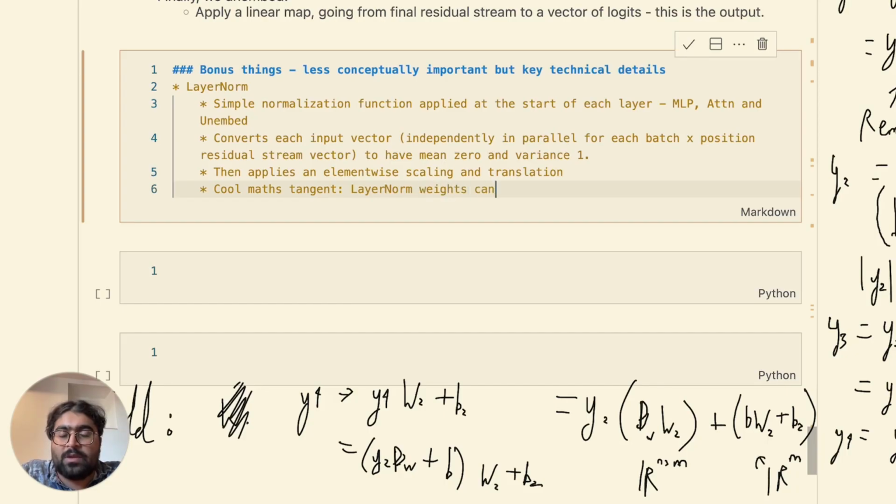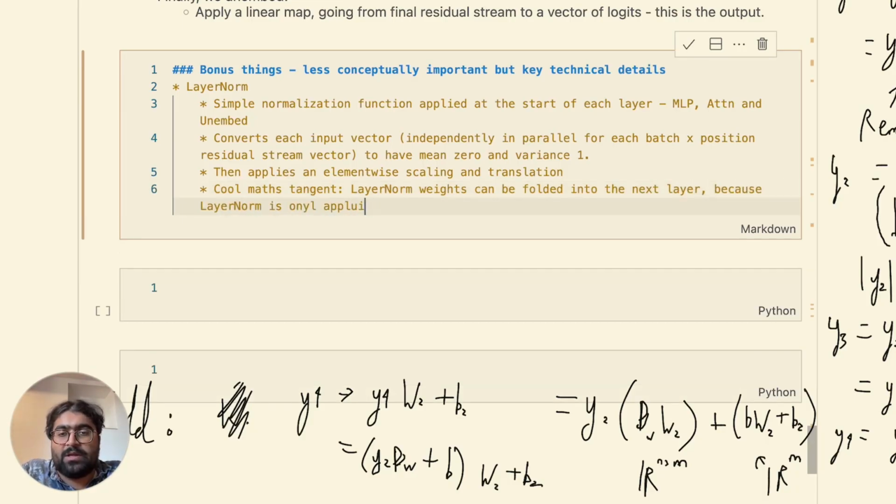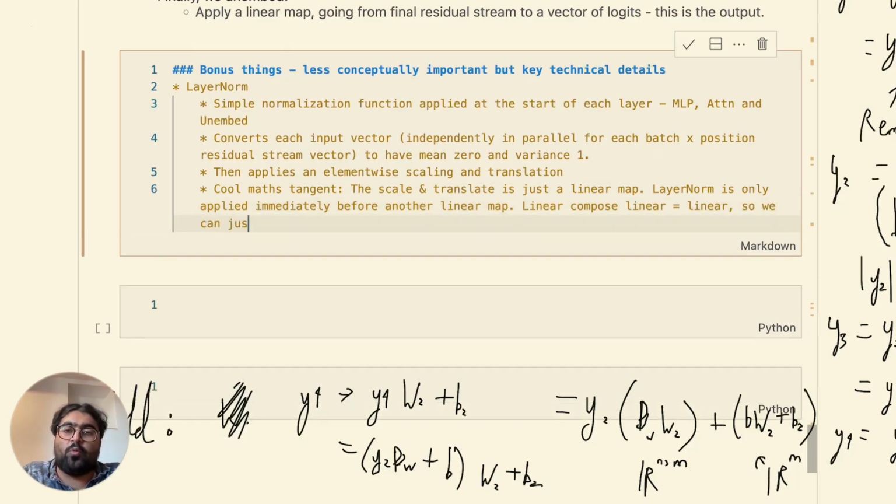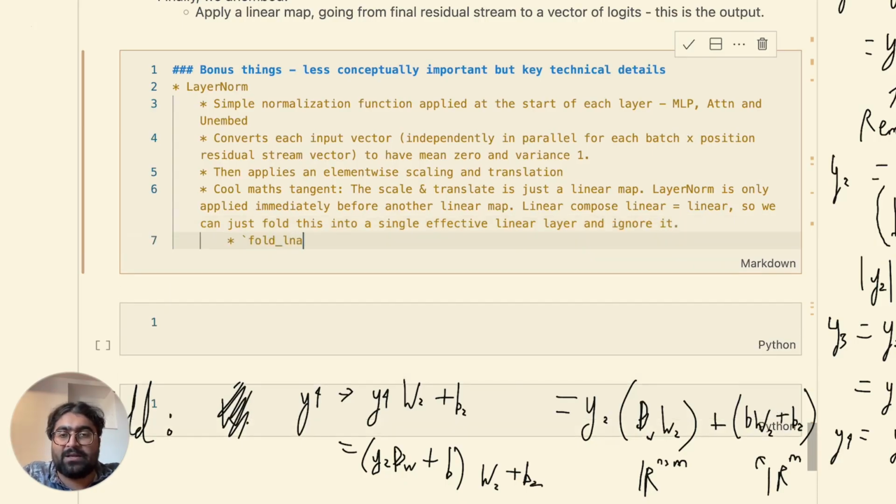LayerNorm is only applied immediately before another linear map. So scale and translate is just a linear map. Linear composed with linear equals linear. So we can just fold this into a single effective linear layer and ignore it. My library does this automatically. The fold ln equals true flag in from pre-trained does this for you.